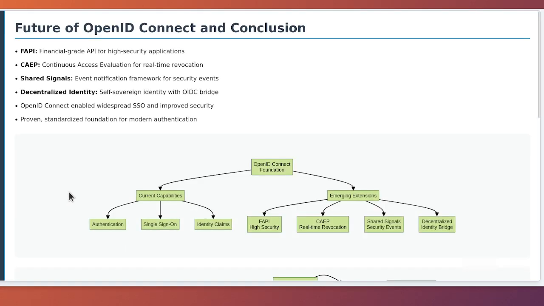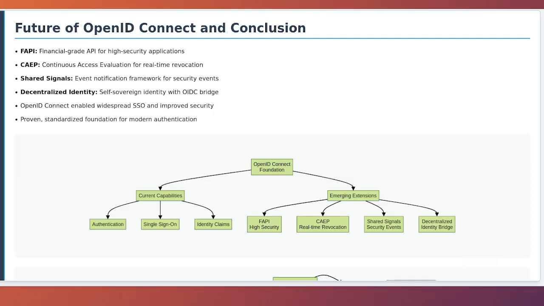Future of OpenID Connect. In conclusion, OpenID Connect continues to evolve to address emerging security threats, new use cases, and lessons learned from widespread deployment. The OpenID Foundation maintains active working groups that develop extensions and profiles for specific scenarios. Several important specifications are in various stages of development and adoption, each addressing specific needs that have emerged as OpenID Connect has matured in production environments across thousands of organizations.